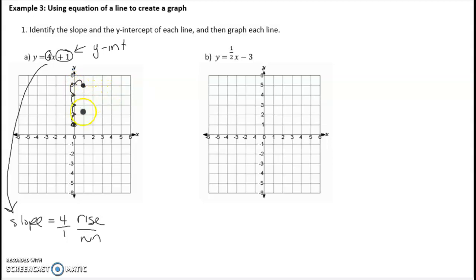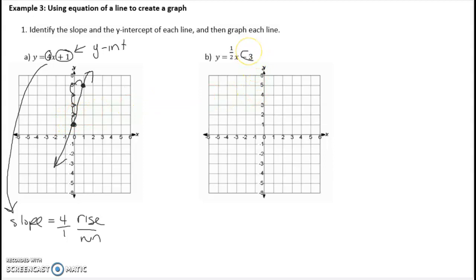and then we're going over 1. Put a dot. Now remember, you always use a ruler doing this, so this is going to look awful, but I'm trying my best. Okay? And you always add arrows on either side of the line because the line just goes on forever. Okay? So now let's graph the next one.